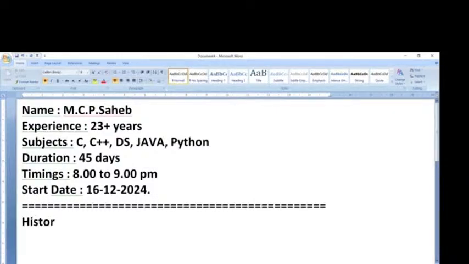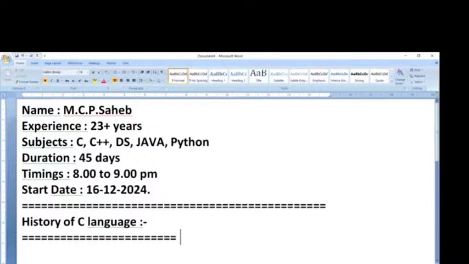Now I am going to explain about the history of C language. Basically, programming languages are classified into two types. One is low level languages, second one is high level languages.